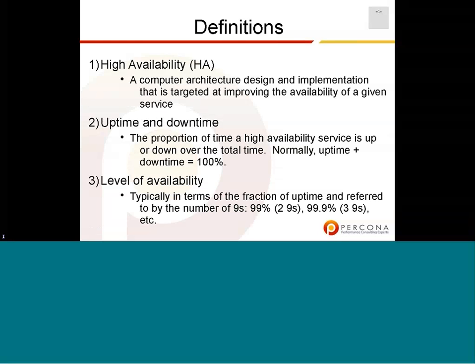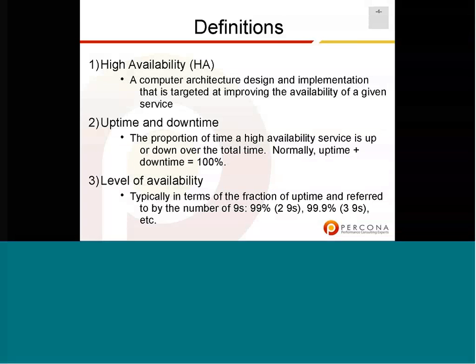So let's start with the definitions. First, of course, probably most important is the term high availability. The acronym is HA. It's basically a computer architecture design and implementation that is targeted to improve the availability of a given service. There are many types, but that's basically something that is designed on purpose for high availability. That is more than a single computer alone.